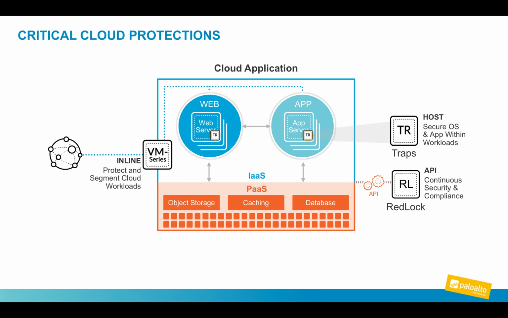So to start off, this is the Palo Alto Networks offering to secure public cloud environments. First, we can secure inline traffic for our cloud networks by leveraging the VM Series. Again, this is where we're really going to be focusing our time today. Next, we have Traps, which provides advanced endpoint protection for our cloud hosts. And lastly, we have RedLock that can deliver continuous security and compliance for our public cloud PaaS services.